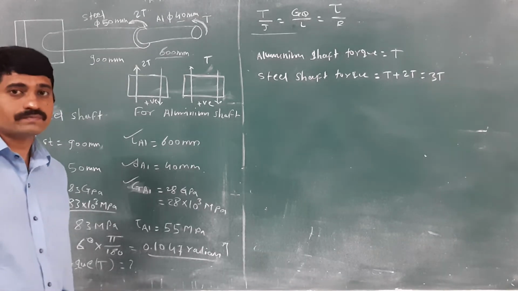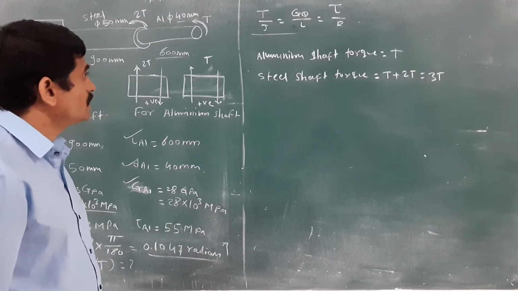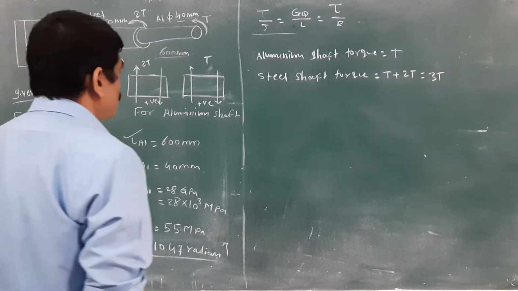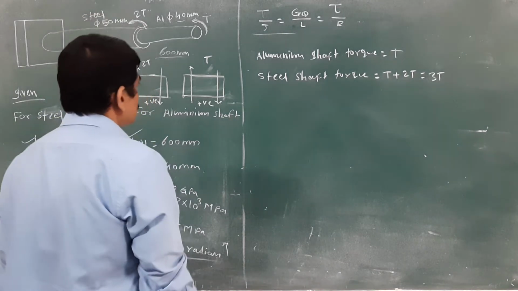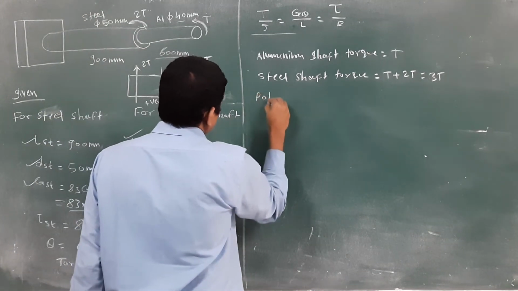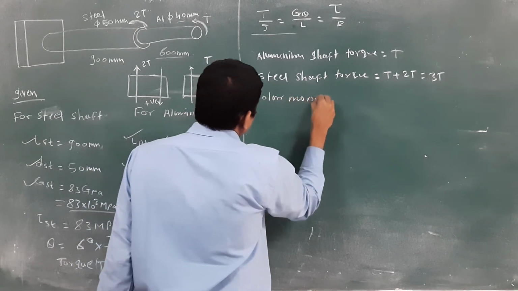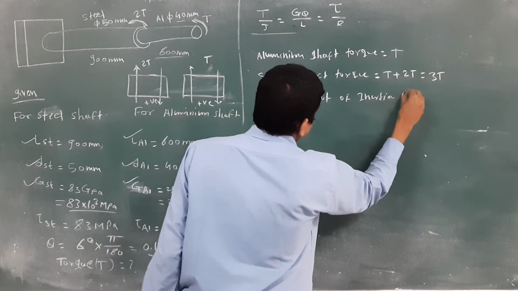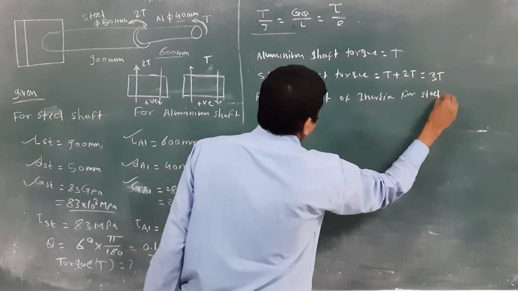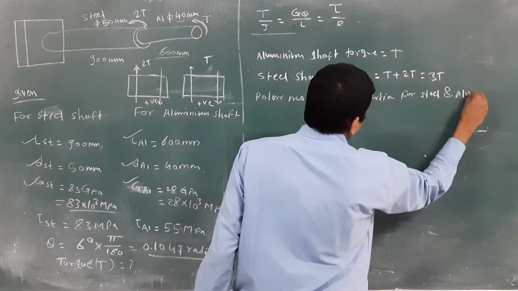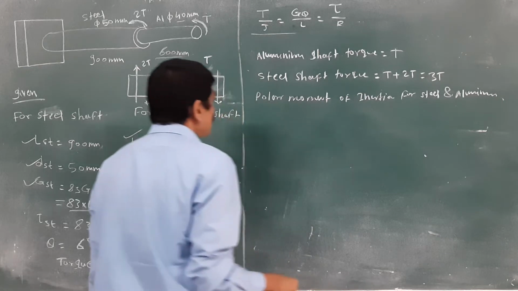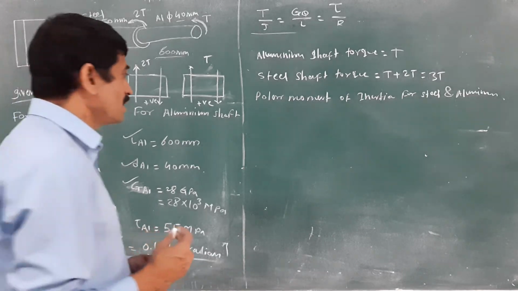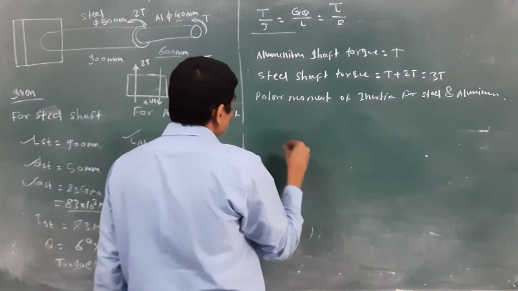Okay, all of you getting how to calculate this value? Once you get this value, then we will find out the J steel value. Okay, J steel. What is the J? Polar moment of inertia, for steel and aluminium. Okay, for both materials we want to calculate the polar moment of inertia. How to calculate that polar moment of inertia? Yes, anybody tell me the formula for steel as well as aluminium?